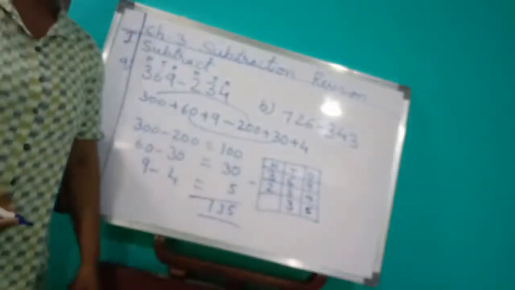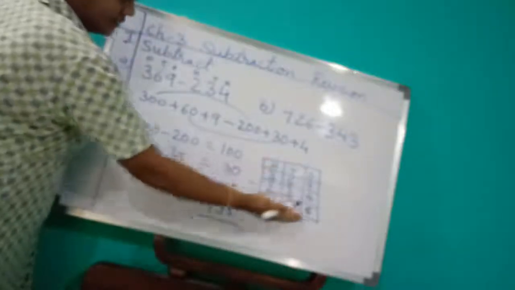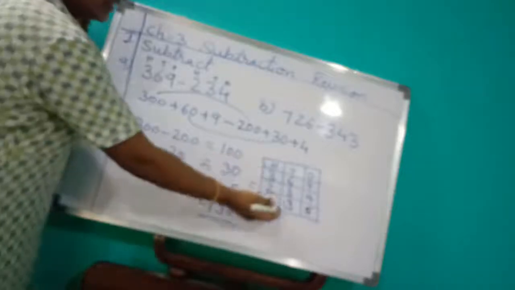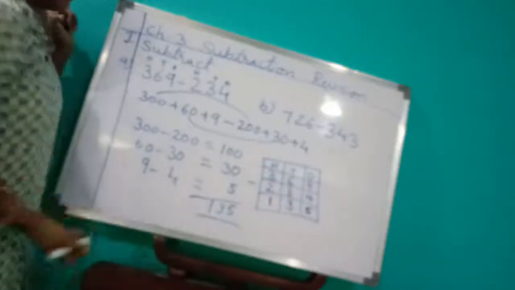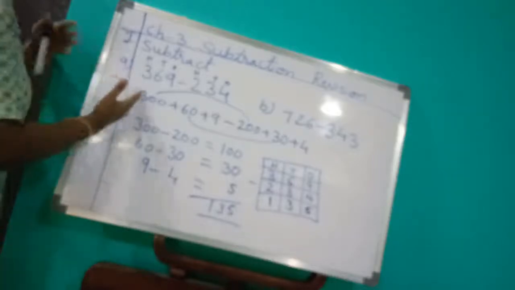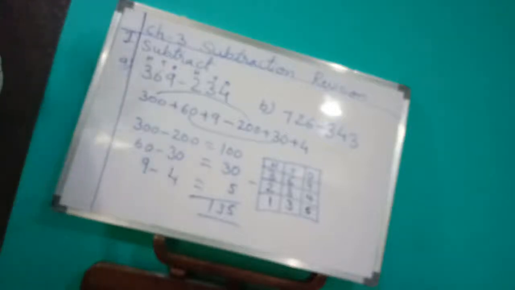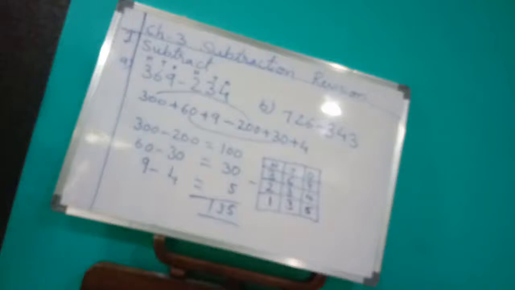Here, 2 after up to 3 you should count. 2 after 3. Only 1. So, what did we do here? We did the 1's place first, minus, after that the 10's place, after that the 100's place. Understood? Here we split the numbers, after that we did the minus. Okay? Understood, children? Right? Next sum you can do it now.